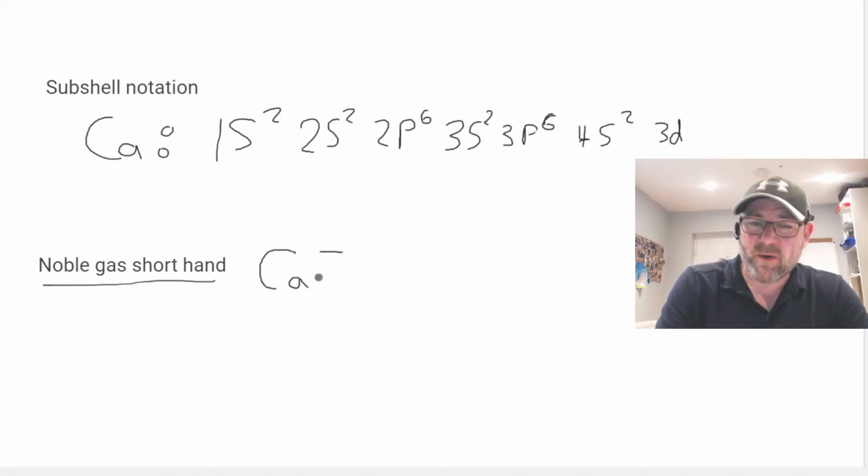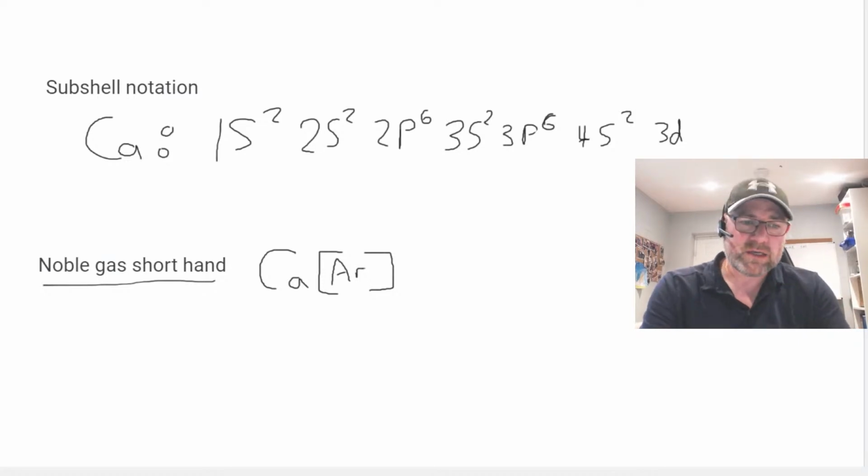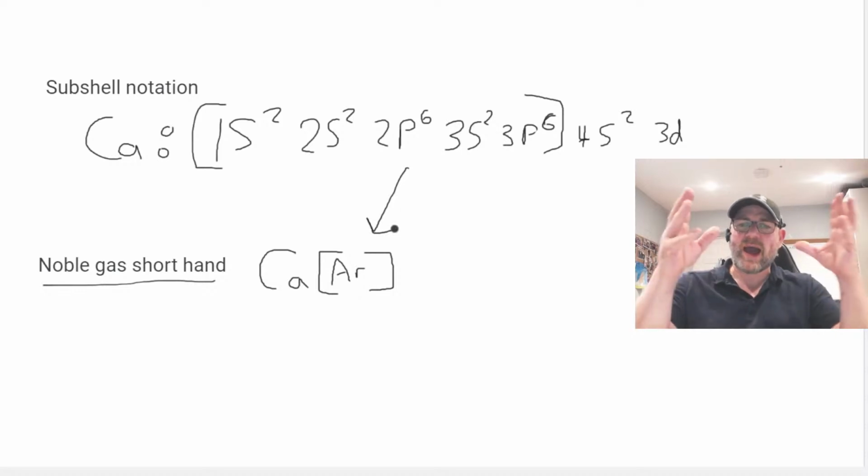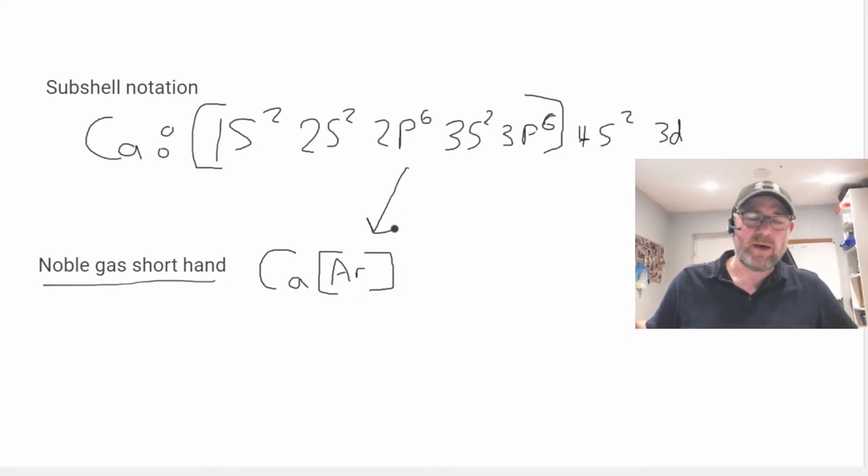But if I want to cheat and do the shorthand, I put brackets and write the symbol for argon, Ar. Now, argon has 18 electrons, so it's equivalent to saying 1s2, 2s2, 2p6. That's 10. That's actually neon's electronic configuration. Now we add 3s2 and 3p6. So actually, argon has this electronic configuration. So I can just write Ar instead of writing all of that out.